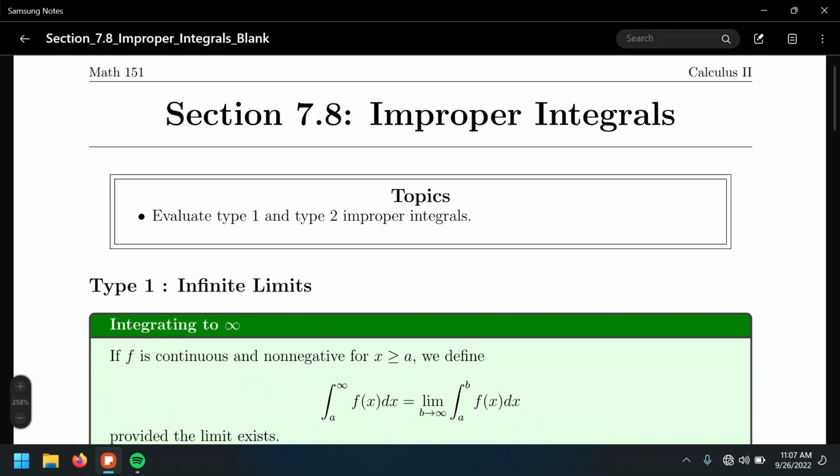What we're going to do then is what we call improper integrals. And there are two types of improper integrals. We're going to discuss both.